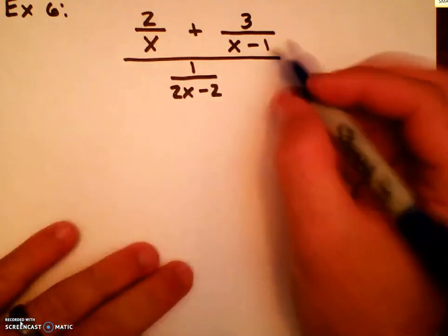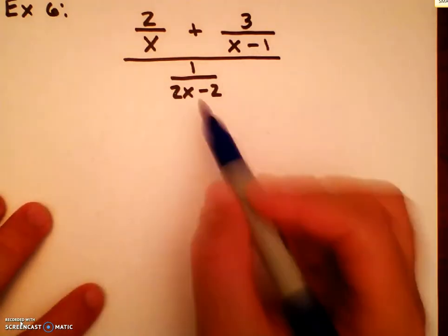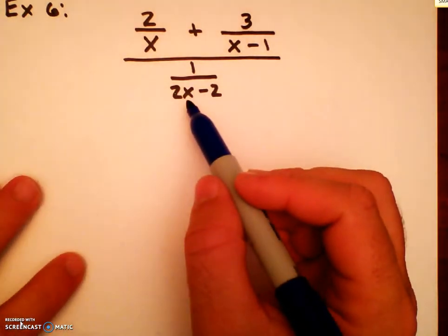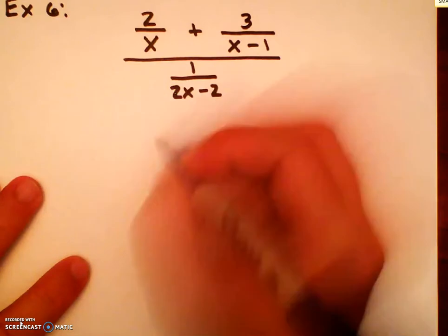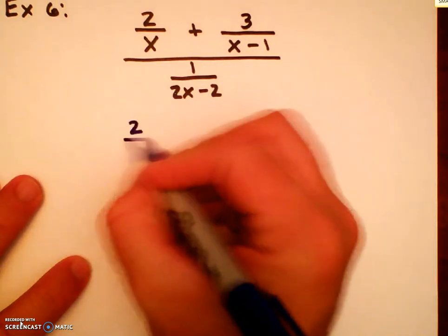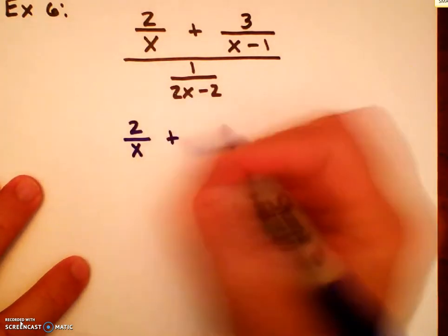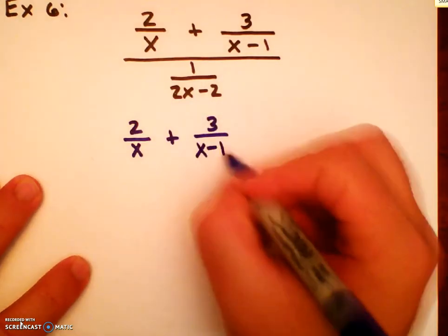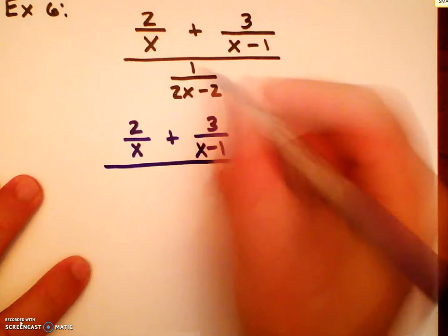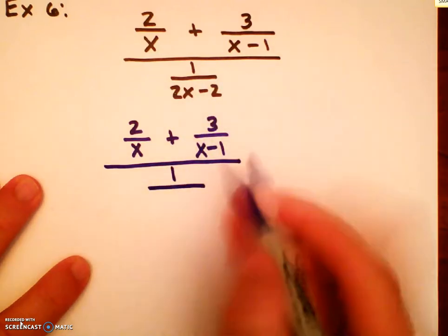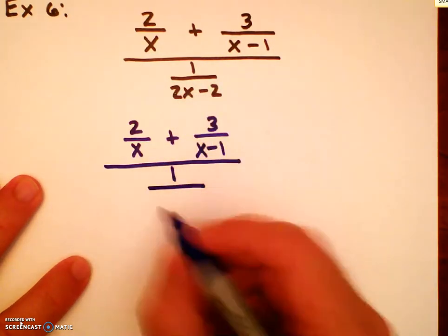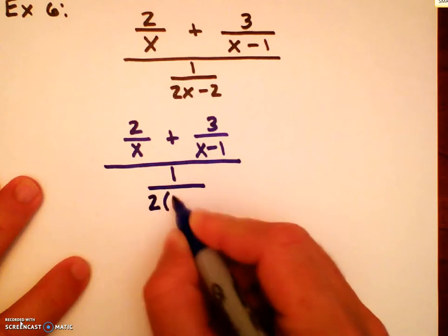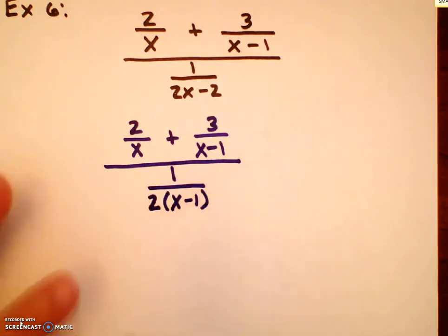Alright, for this one, we actually do have a denominator that we can factor. And you do want to do that. So I'm going to rewrite this question. 2 over x can't factor. Neither can the 3 over x minus 1. But on the bottom here, 2x minus 2, I can take out a 2. And even though that seems kind of simple, you do want to do that step. Take out a 2, you're left with x minus 1. It'll make this problem so much easier.